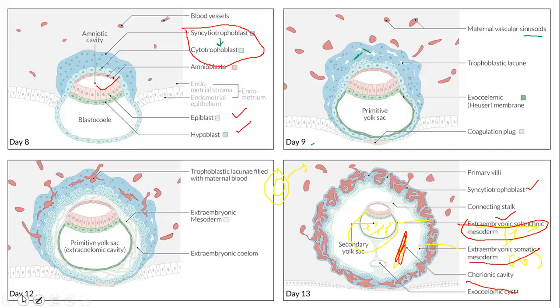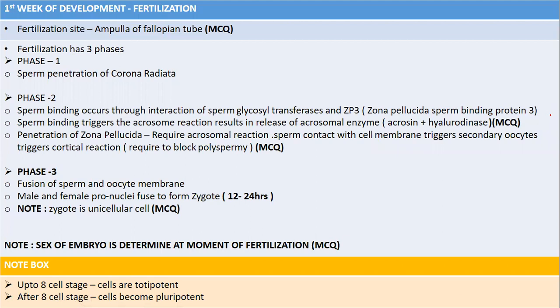So now it's time to just recap whatever we have done. I have put it in tabular form. First, what is fertilization? The site of fertilization is the ampulla, which we already know, and it has come many times in our UG exam also. Fertilization has three phases. First is sperm penetrating the corona radiata. Second is sperm binding, which occurs through interaction of sperm glycosyltransferase and zona pellucida sperm binding protein 3. These we have already studied, so I have not explained them again.